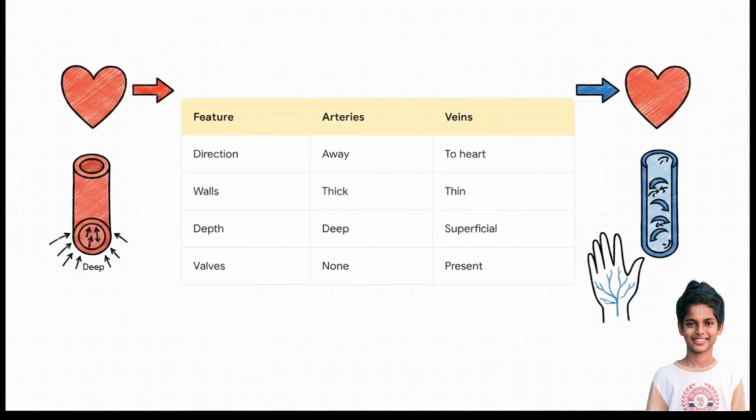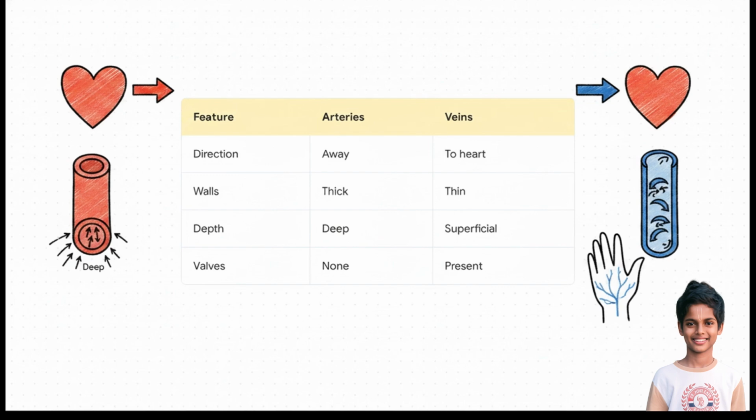Now, this brilliantly illustrates the exact differences between the 2 main vessels. Everyone, pens down and eyes on the board. This comparison table right here is a guaranteed 5-mark question. Let's compare arteries and veins. First, direction. Arteries carry blood away from the heart, while veins carry blood back to the heart. Second, wall thickness. Arteries are thick-walled tubes, whereas veins have much thinner walls.